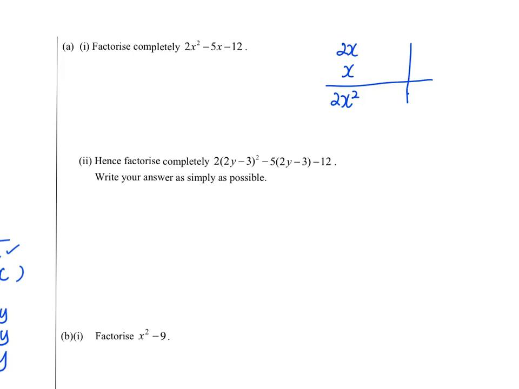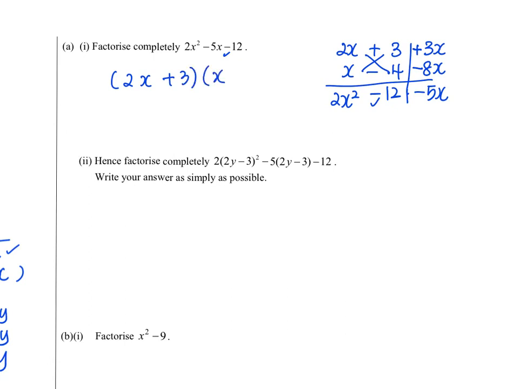I can try 6 times 2. 6 times 2 does not give me 5. What about 3 times 4? Okay, maybe I'll try a 3 and a 4 so that I get an odd number. 2 times 4 is 8x. X times 3 is 3x. I want to get negative 5x, so I'll put the negative with the larger number. So plus 3, minus 4, negative 12. Check the sign. Correct. So this answer here is 2x plus 3, x minus 4.